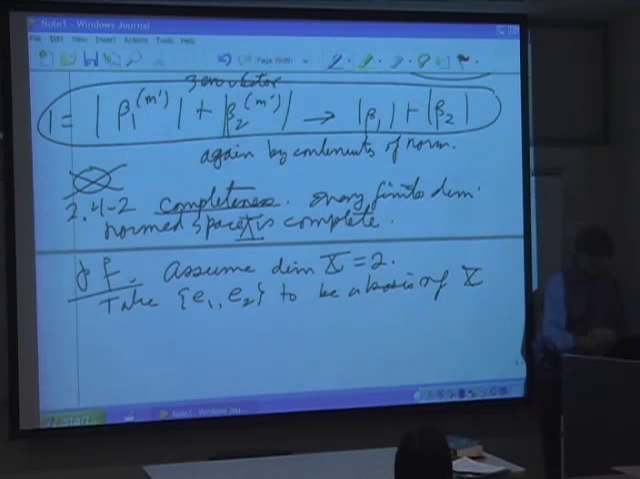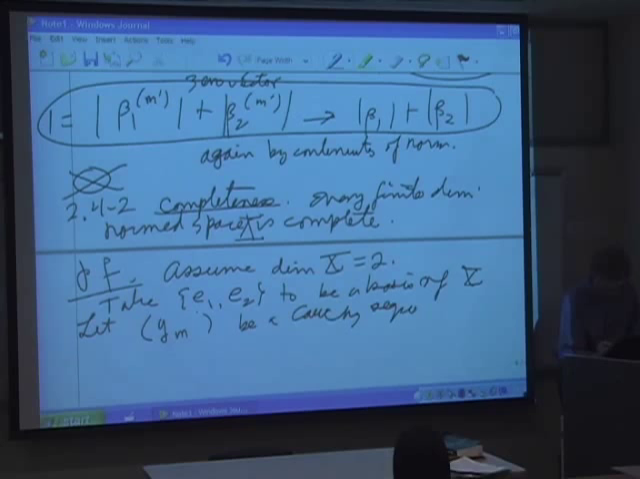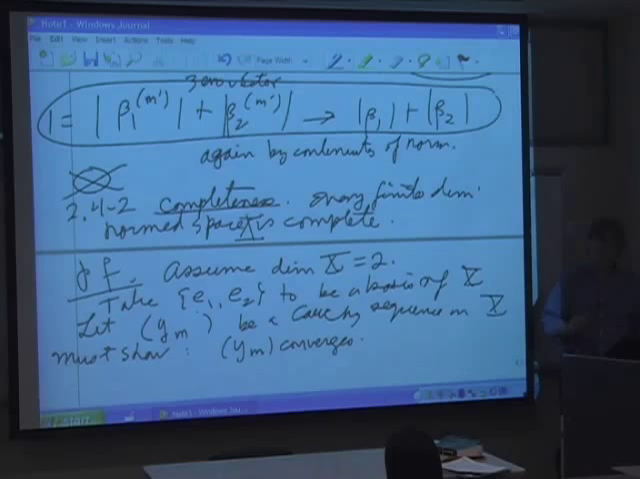And let (y_m), we don't use the curly brackets in this course, I forgot, for a sequence, let (y_m) be a Cauchy sequence in X. We must show that (y_m) converges.